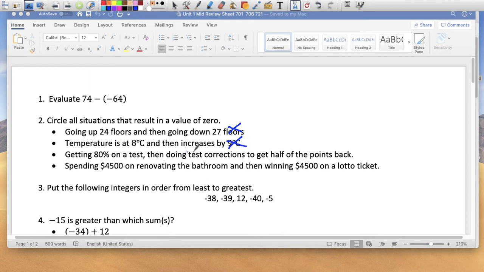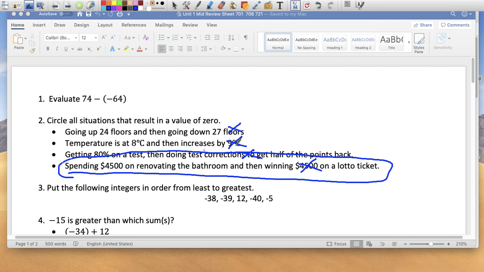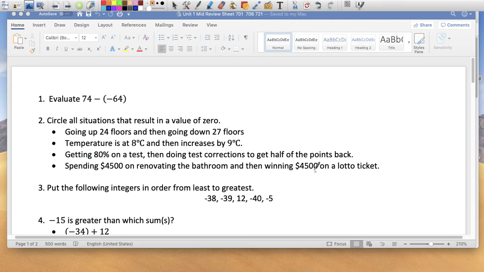Getting 80 on a test and doing test corrections to get half the points back doesn't even make sense. Spending 4,500 renovating the bathroom, which is pretty much what I paid for mine, and then winning 4,400 on a lotto ticket, and that never happened. But this definitely, if you're lucky enough to have that happen to you, gets you back to 0. You spend some money and you earn it back. Although you probably have to pay taxes on this, but that's beside the point.